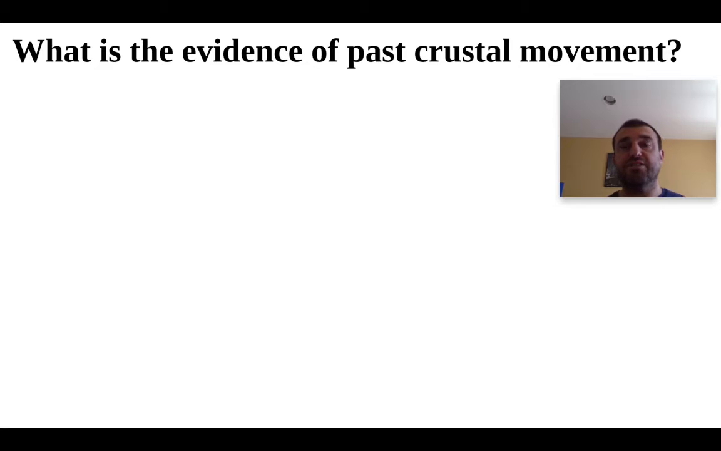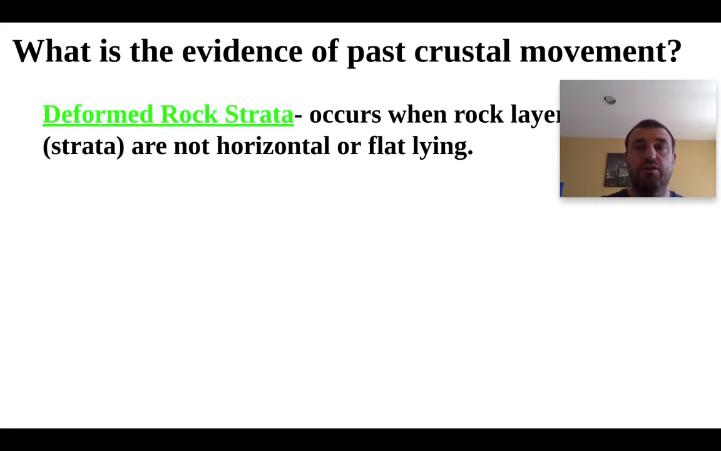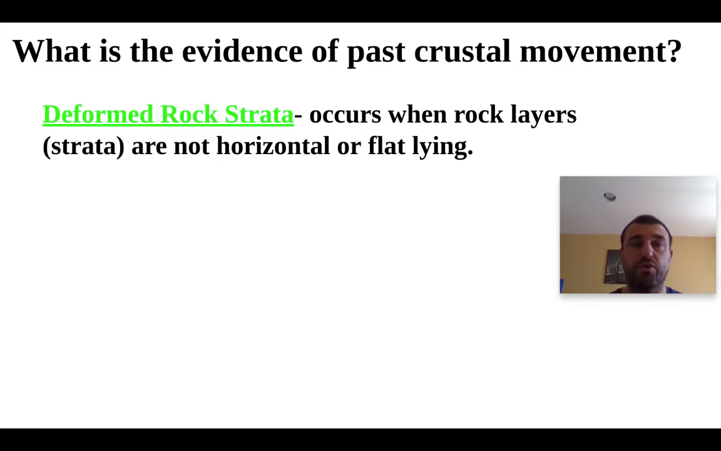So what's the evidence of past crustal movement? If the rock layers are deformed, we call this deformed rock strata. Strat rhymes with flat. Normally rocks should be flat or horizontal, like one layer of rock on top of another layer of rock. We refer to this as normal or horizontal strata. If the rocks are not flat or horizontal, that means something changed them. We would call that deformed rock strata.